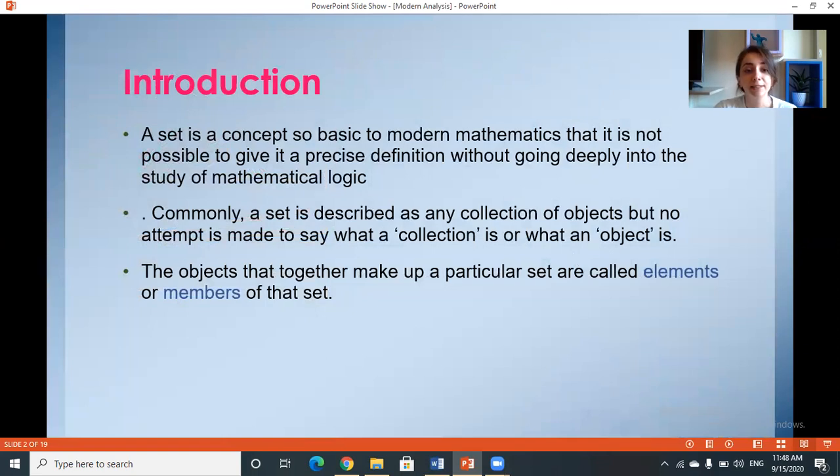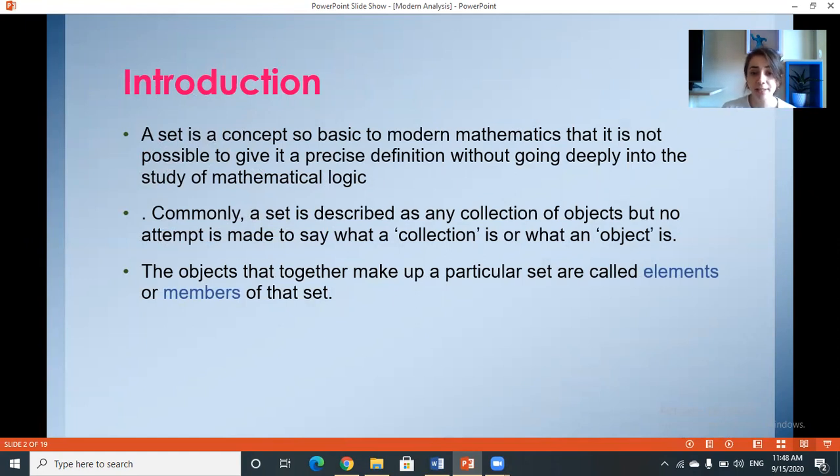Introduction. A set is a concept so basic to modern mathematics that it's not possible to give it a precise definition without going deeply into the study of mathematical logic. What does it mean? It means that a set is a collection of objects. For example, some trees, a collection of trees, a collection of students, a collection of teachers, or a collection of flowers, and etc.